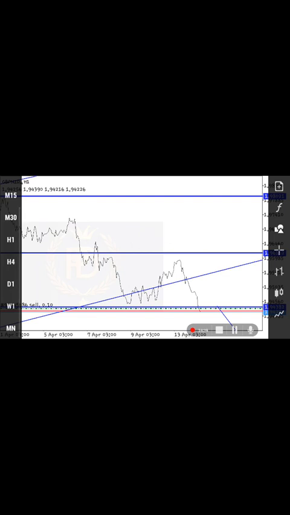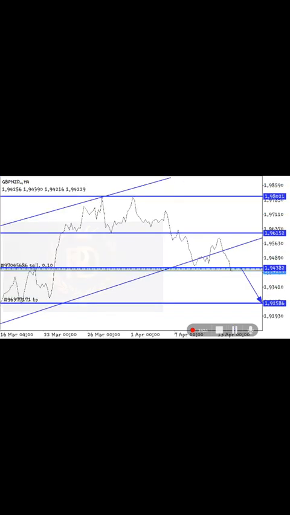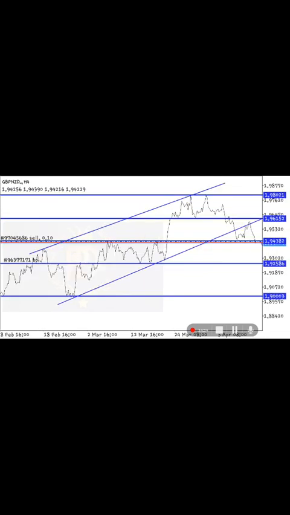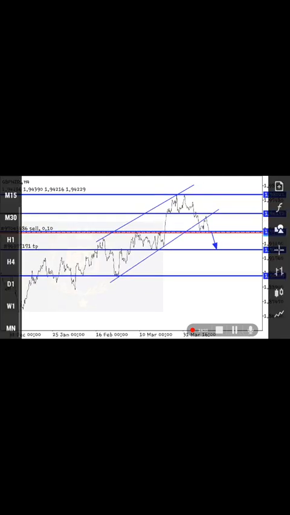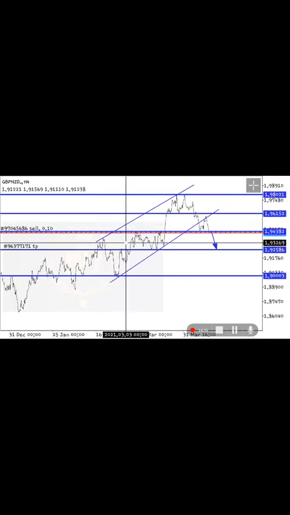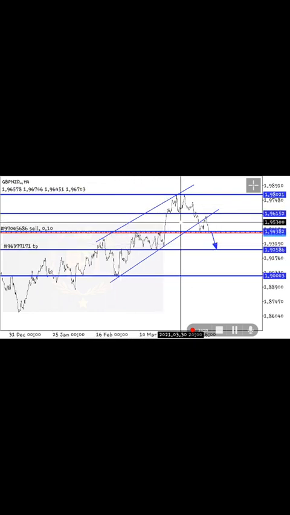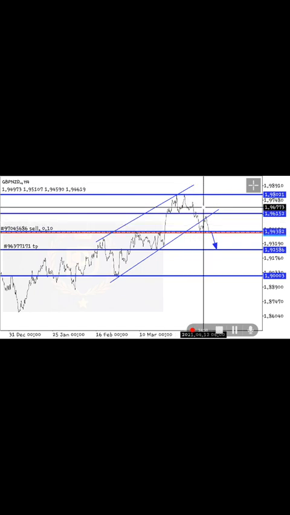Let me just show you one last example. This is basically GBP NZD. On GBP NZD, what I analyzed is I saw my bullish channel. You understand? I saw my bullish channel and it was broken. The market went back for a retest.